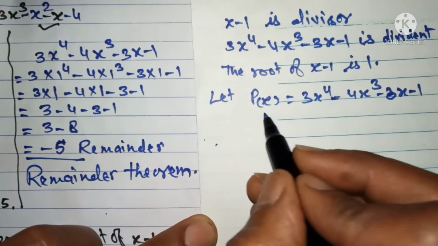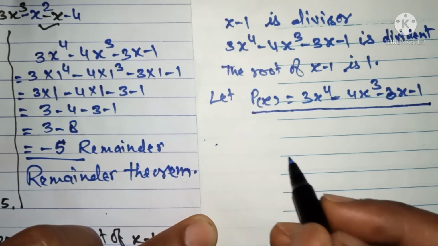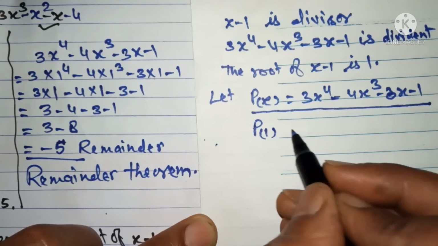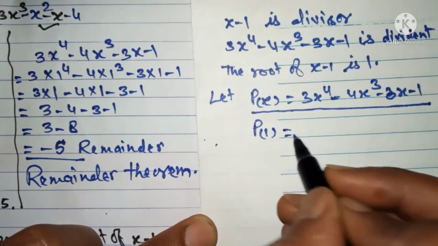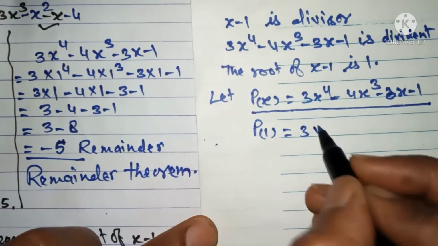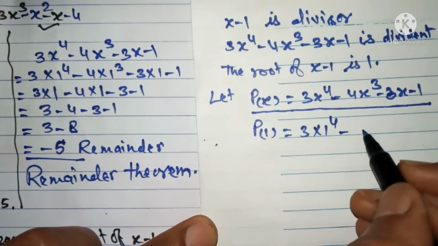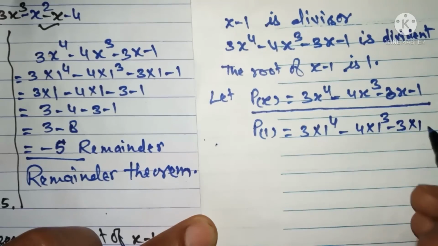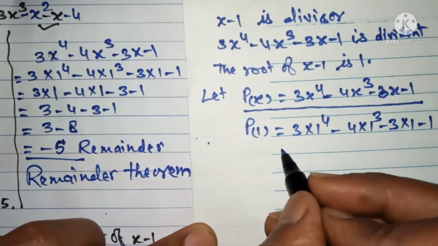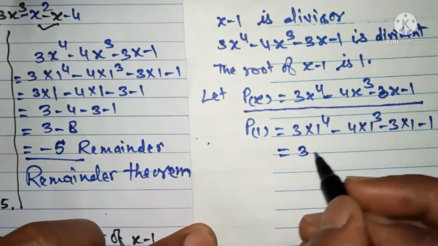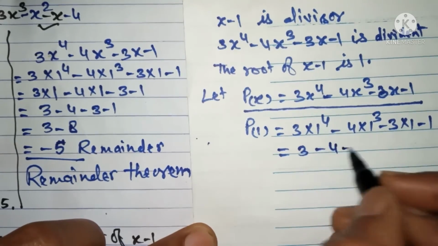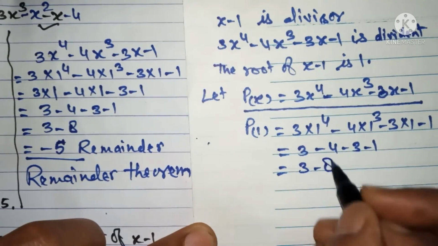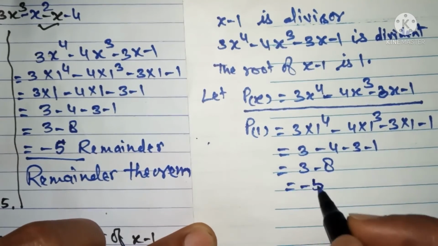If we put in this dividend x is equal to 1, we will get p1. By putting x is equal to 1, 3 into 1 to the power 4 minus 4 into 1 to the power 3 minus 3 into 1 minus 1. We will get 3 minus 4 minus 3 minus 1 is equal to 3 minus 8, which will give us minus 5.